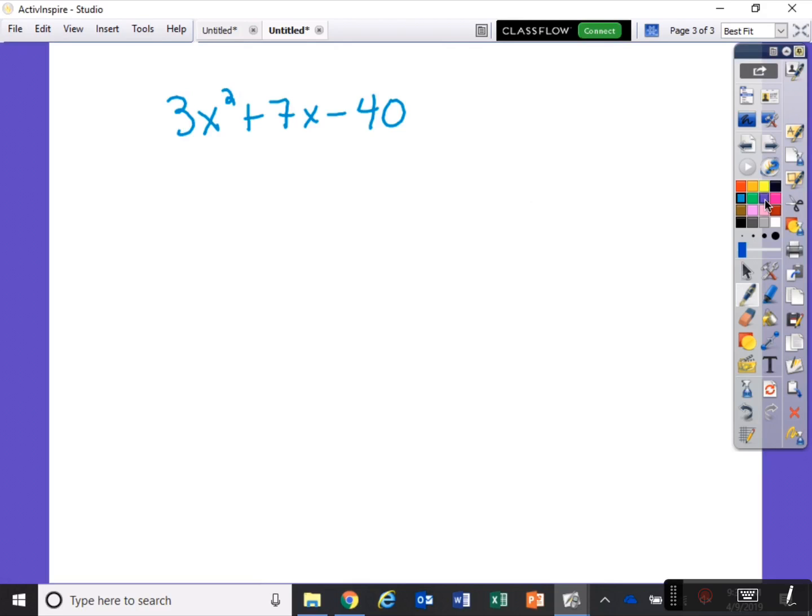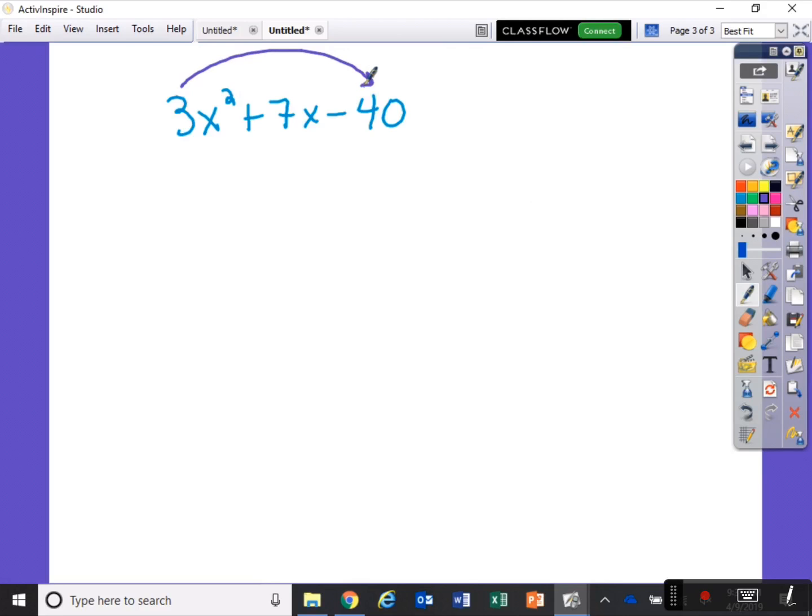We take the 3 and turn it into an easy problem. And how do we do that? You take the 3 and multiply it by the negative 40. No. You slide, so you slide and multiply the front times the back.